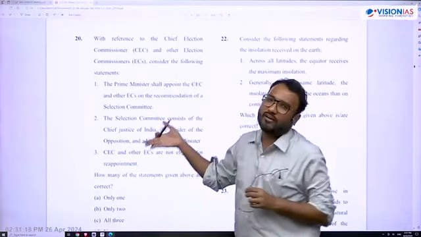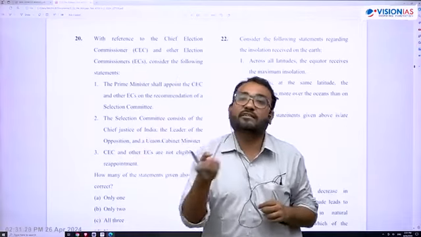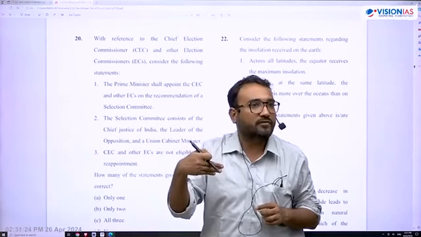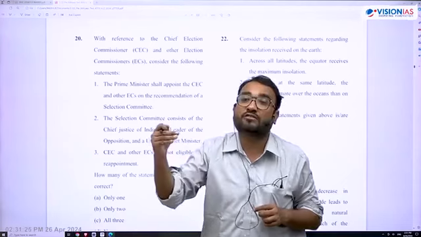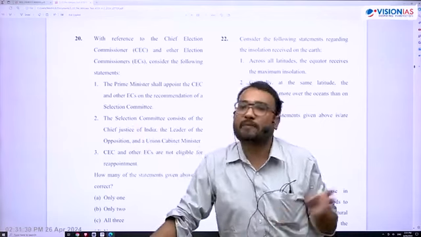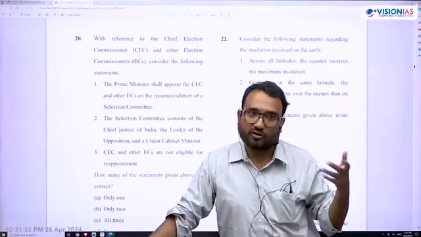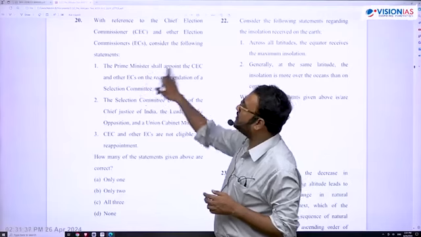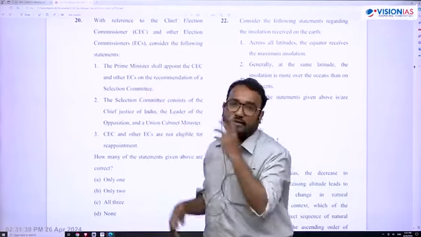So this new law has been passed. The Supreme Court ruled that the Chief Justice of India will also be part of the committee. They will choose the next Chief Election Commissioner or Election Commissioners. But the Parliament passed the law where they excluded the Honorable Chief Justice of India. So as per the new law passed, the Prime Minister shall appoint the Chief Election Commissioner and other election commissioners.